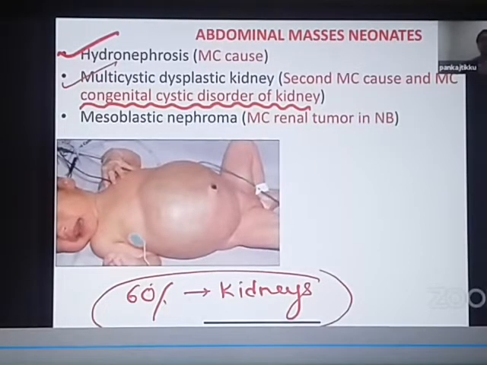And which is the third most common cause of abdominal mass in newborn? It is a tumor of a kidney which is known as mesoblastic nephroma. What is the name of this tumor? Mesoblastic nephroma.